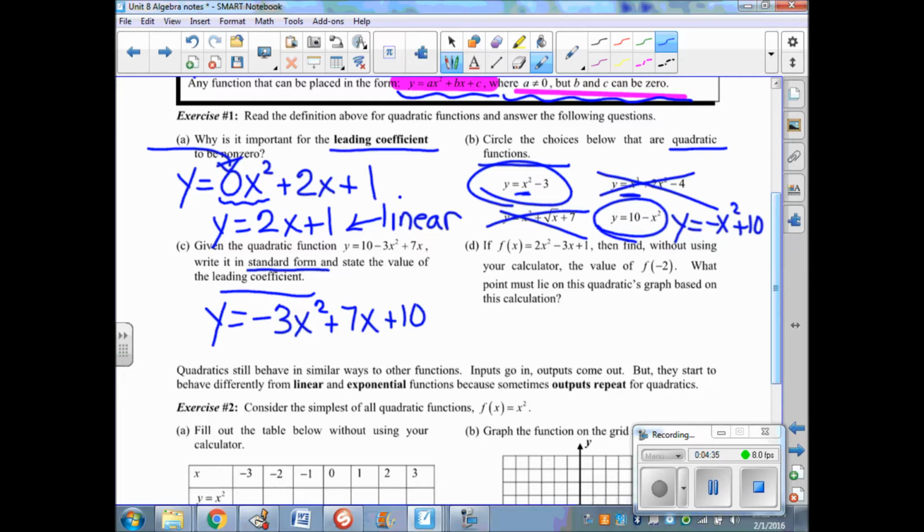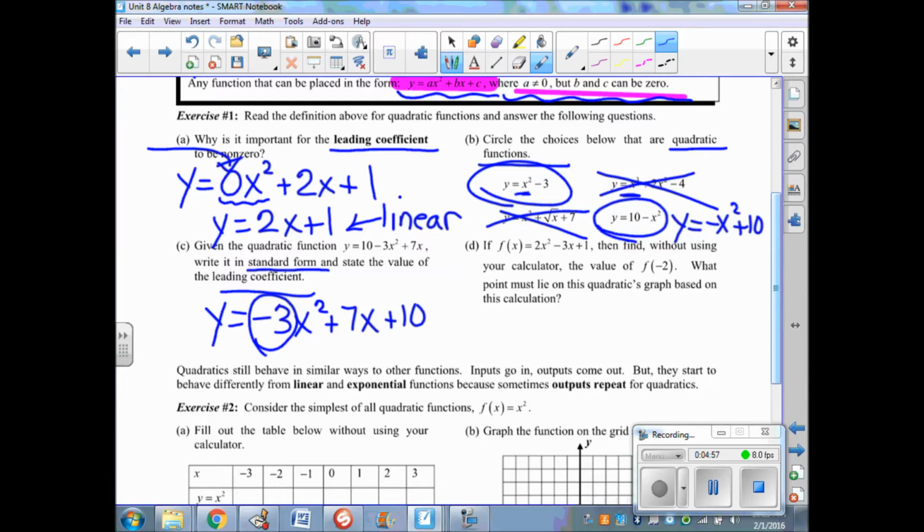So what's my leader? My leading coefficient. Now remember, a coefficient is just the number. It's not the variable. Coefficient is the number, not the variable. So the leader is -3. Part D says it gives you a quadratic function.